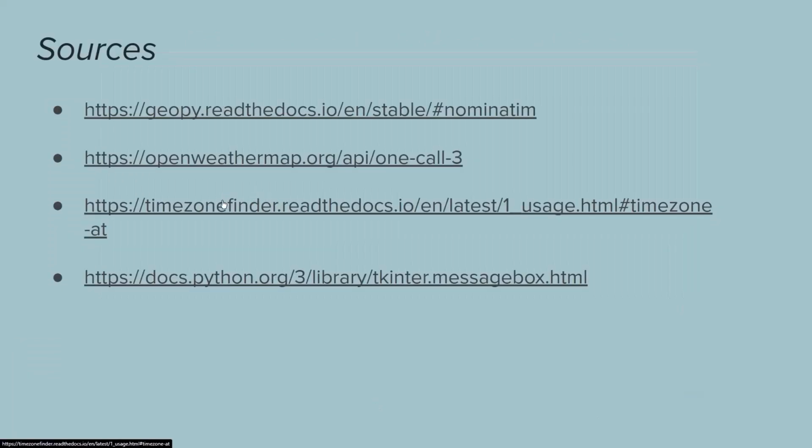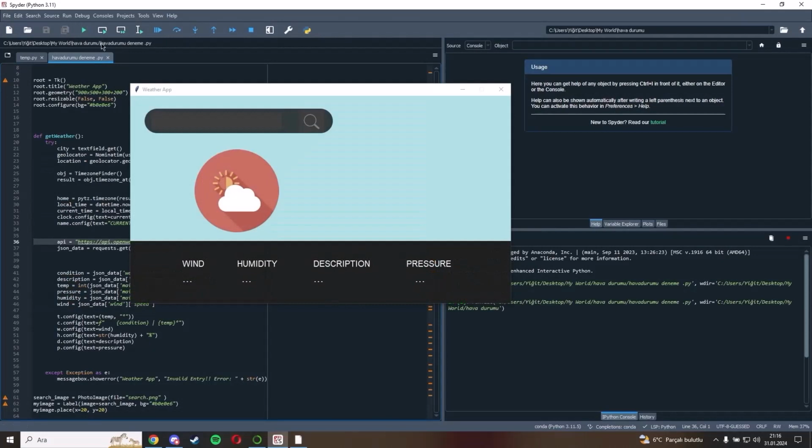These are our sources. Now, I will run the code for you. We write the city for which we want to see the value here. The values for Aydın have arrived as mentioned earlier. The data for the parts with 3 dots comes with the config command and you can see here the values: temperature, time, wind, humidity, description, pressure.